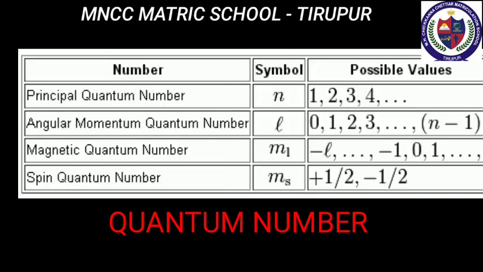Next, we move to quantum numbers. The numbers which designate and distinguish various atomic orbitals and electrons present in an atom are called quantum numbers. There are 4 types of quantum numbers. First one, principal quantum number, that symbol is small n. Next one, angular momentum or azimuthal quantum number, that symbol is small l. Next one, magnetic quantum number, small m. And last one, spin quantum number, that symbol is s.